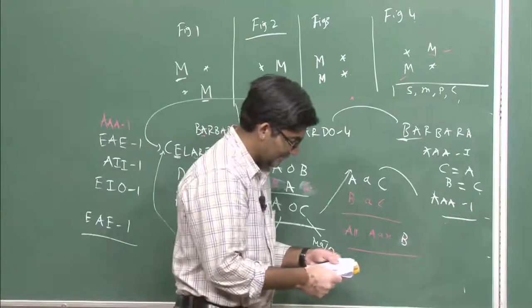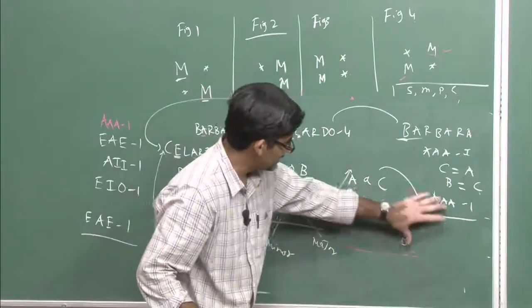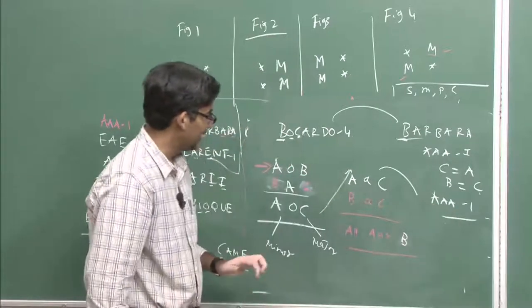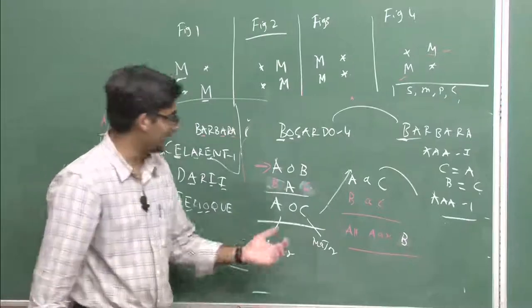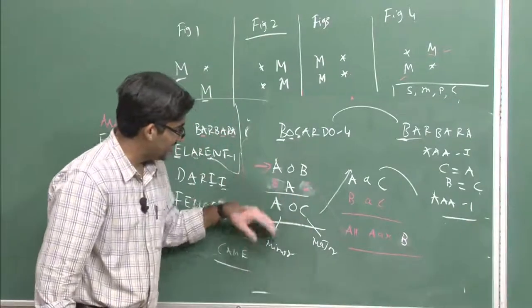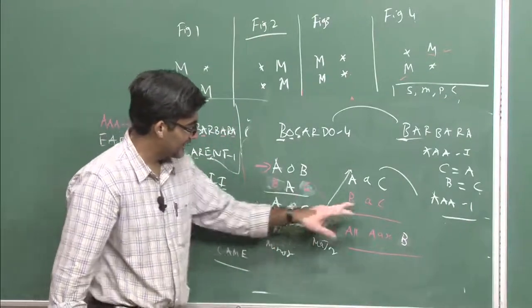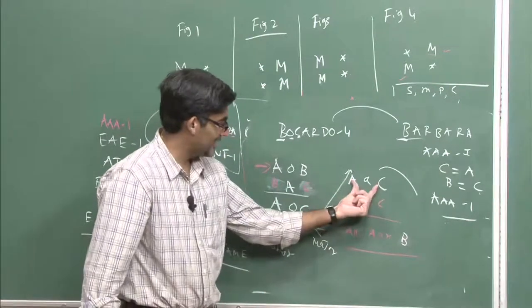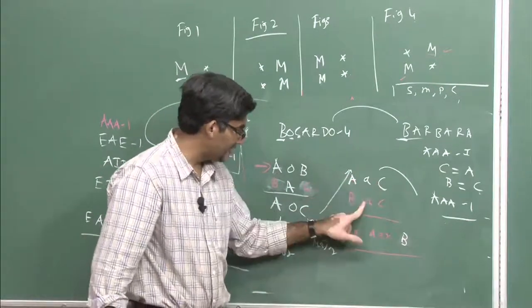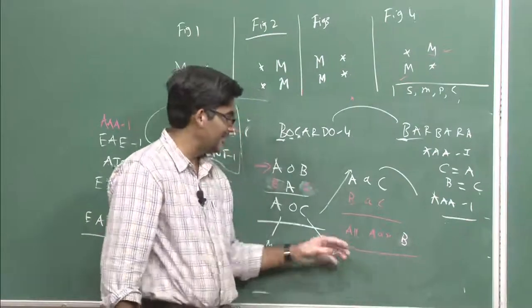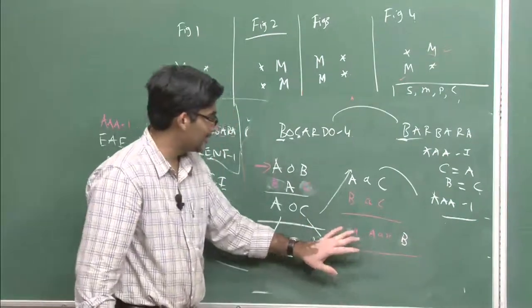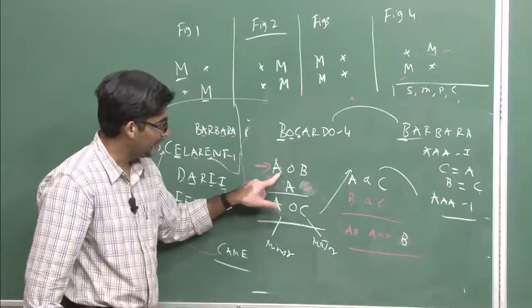We need to use some kind of rule so that we can convert this into an AAA proposition now. But in this case, what we have done simply is this: first we have taken the negation of the conclusion, then we added it to the major premise, and we showed that we got this particular thing which seems to be contradictory to your minor premise.